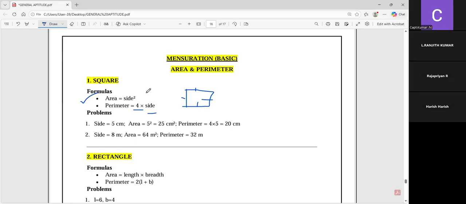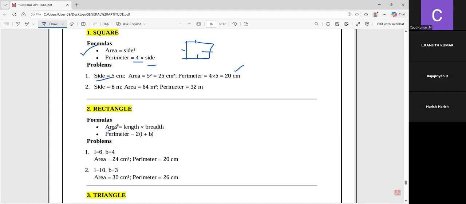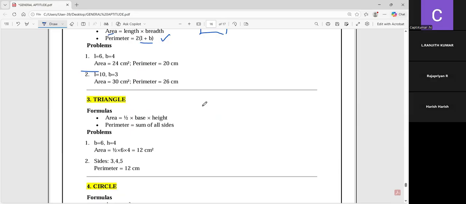For example, side is 5. What is the area? 5 square. Perimeter 4 into 5. In a rectangle, area is nothing but length into width, and perimeter is 2 into length plus width. The formula is nothing but L into B, direct substitution. Triangle: area is half into base into height, and perimeter is the sum of all the sides.